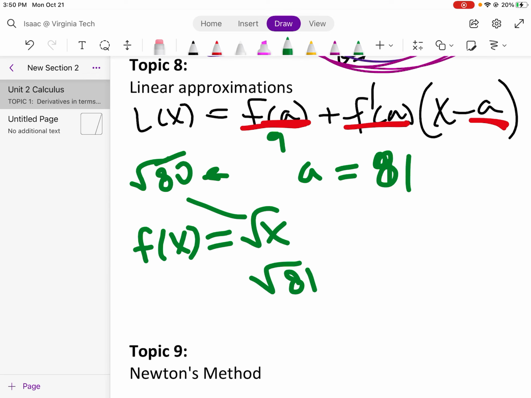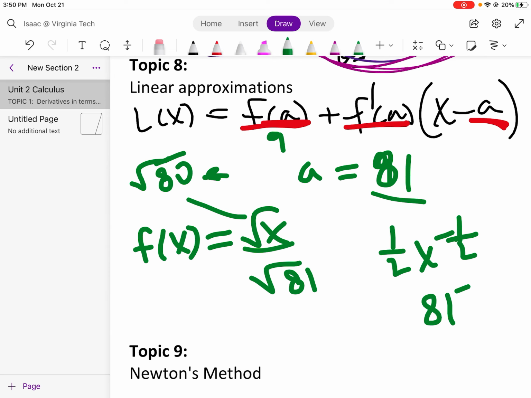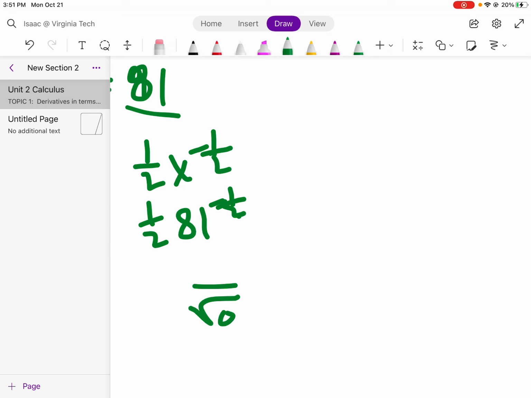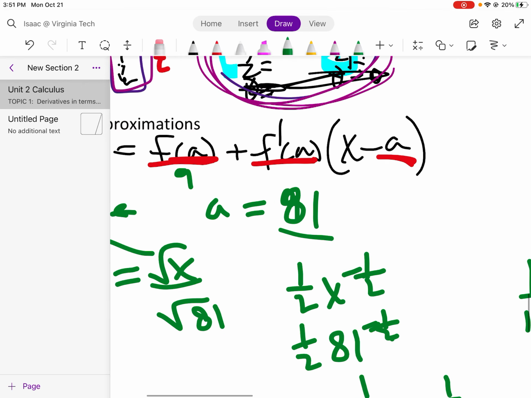Now f prime of a, okay, what? You have to first know what f prime is. So we'll do the derivative of this, which is just simply this. Now we plug 81 into that. Well, don't use a calculator because the point of this was to not. To the negative 1/2, that's really going to be this. That's what this means. So that's going to be 1/9. 1/9 times 1/2 is 1/18. So f prime of a is 1/18.